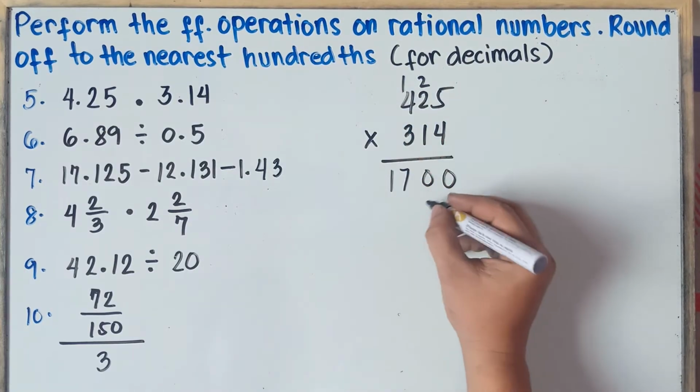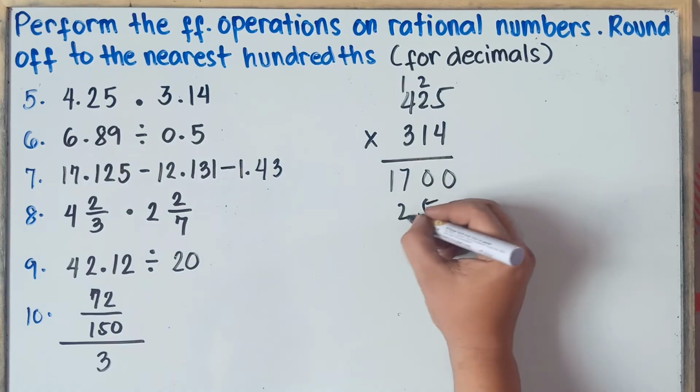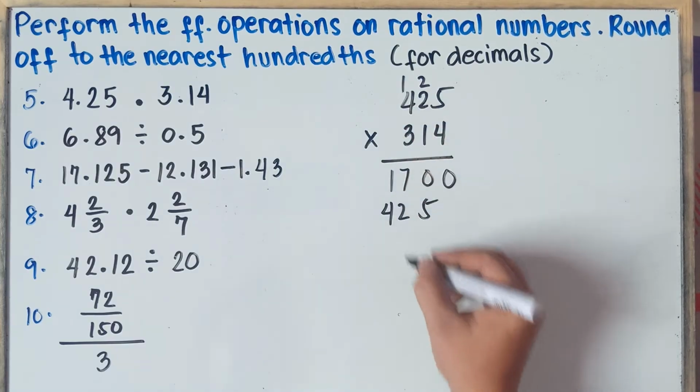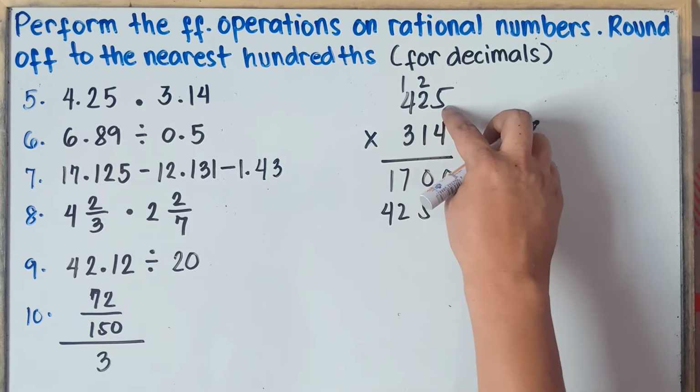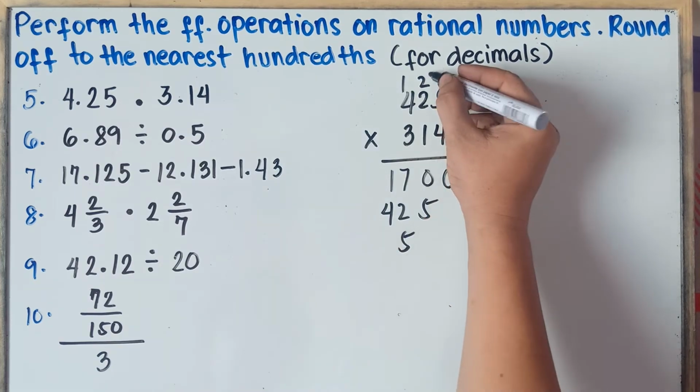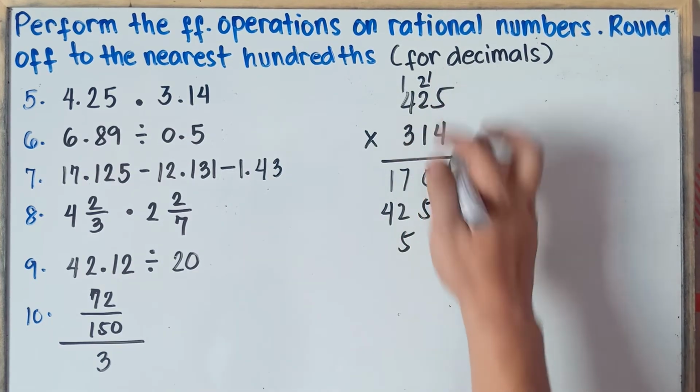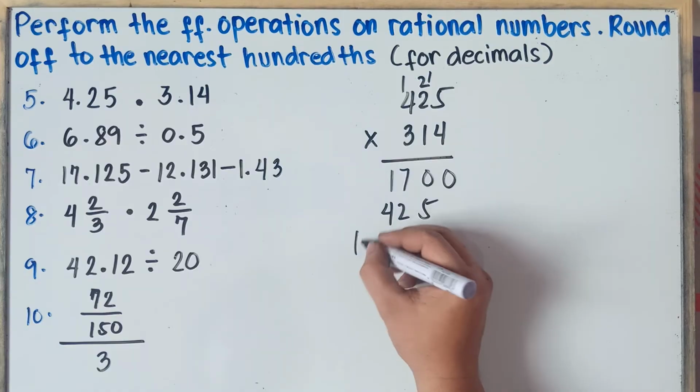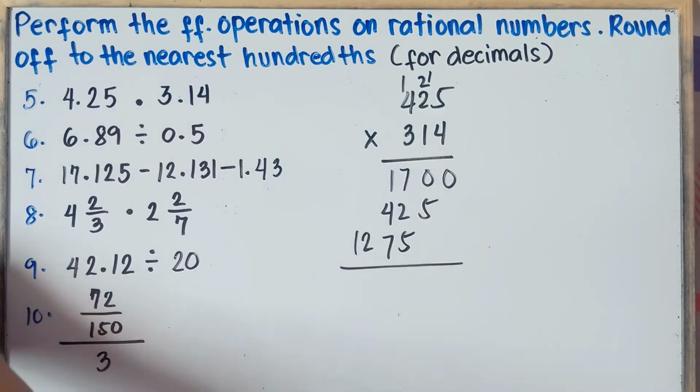And then 1 times 5 is 5, 1 times 2 is 2, 1 times 4 is 4, and then 3 times 5 is 15, so 5, carry 1. 3 times 2 is 6, plus 1 is 7, 3 times 4 is 12. Alright, and then simply add.